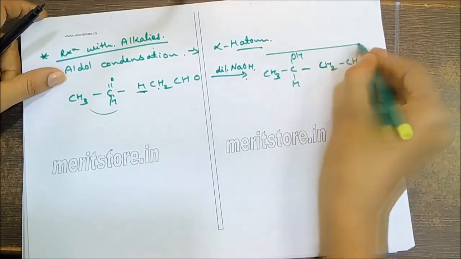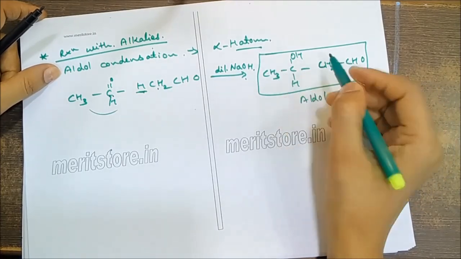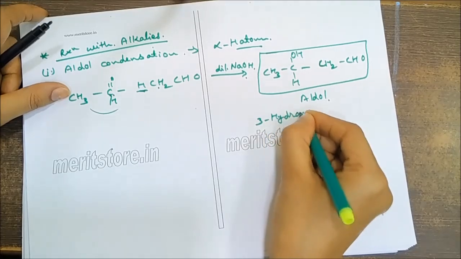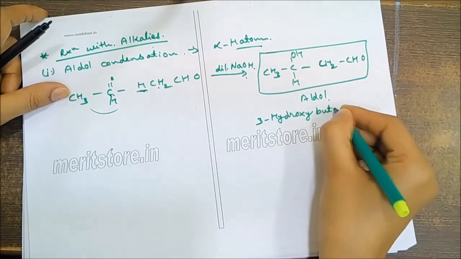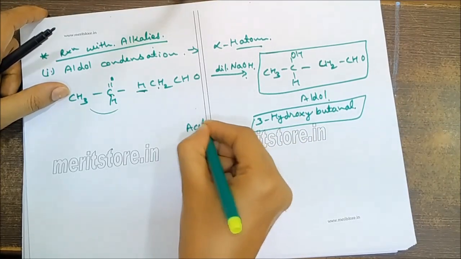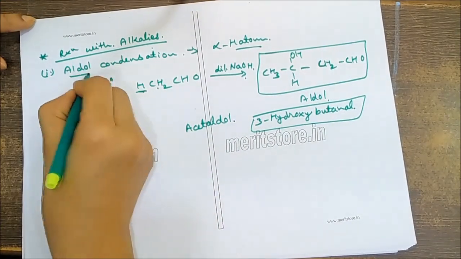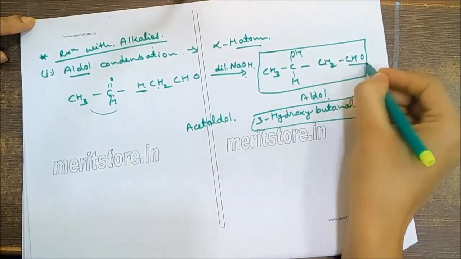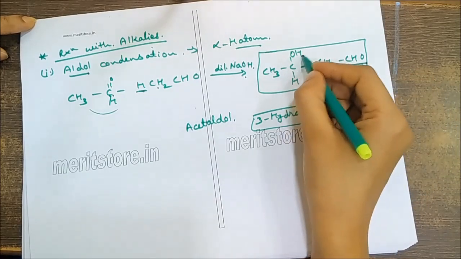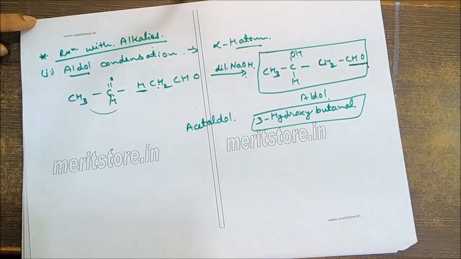This compound is called aldol, and we number 1, 2, 3, 4. The alcohol group is present on the third carbon, so this is 3-hydroxy, and with 4 carbons, butanal. This is 3-hydroxybutanal, or acetaldol. The aldol name comes from two functional groups: one is aldehyde, here, and the other is alcohol. So aldol: 'ald' from aldehyde and 'ol' from alcohol. The reaction is reversible, but equilibrium favors the product.